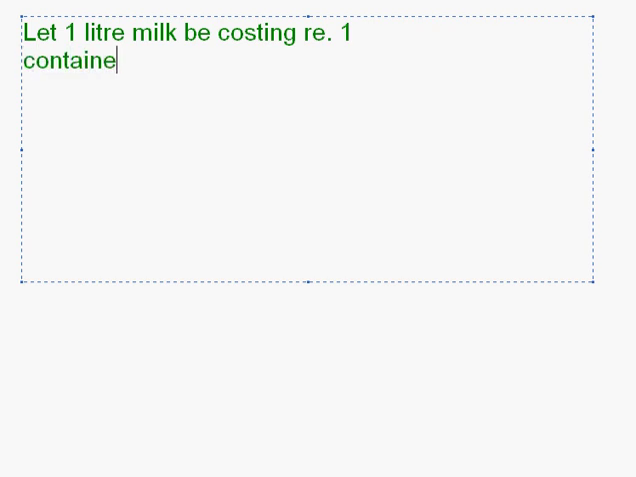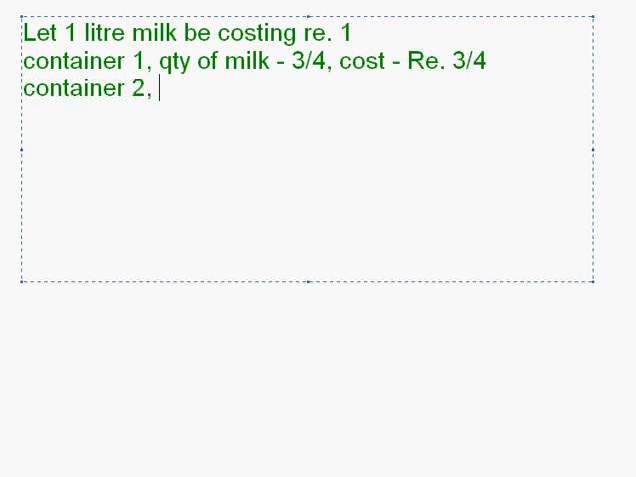If you look at container 1, what is the quantity of milk? Quantity of milk is 3 upon 4, right? Because it is 75%. So cost of milk will be rupee 3 upon 4, right? Now look at container 2. The quantity of milk in container 2 is 1 upon 2. So cost will be rupee 1 upon 2, right?